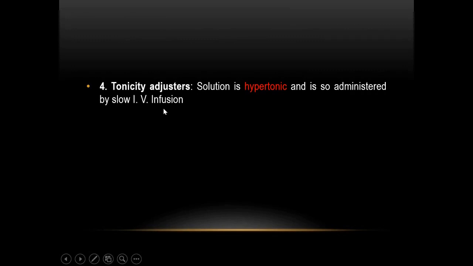The rate should be a very slow IV infusion, so that when you administer this hypertonic solution slowly, drop by drop, it enters your bloodstream and becomes isotonic with the blood. What happens if you administer it at high speed, just like an injection? The hypertonic solution will enter your bloodstream and may damage your RBCs. Your RBCs may get damaged and may rupture. That's why it must always be administered by slow IV infusion, drop by drop. When you administer drop by drop, a single drop enters your bloodstream and immediately becomes isotonic with your blood.